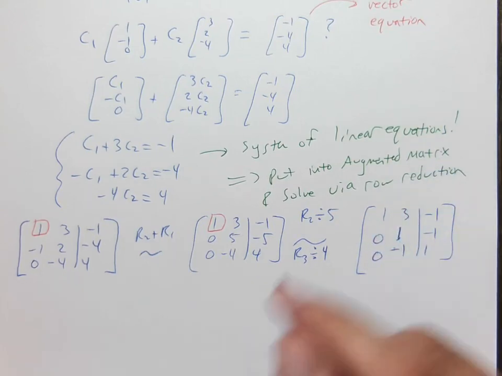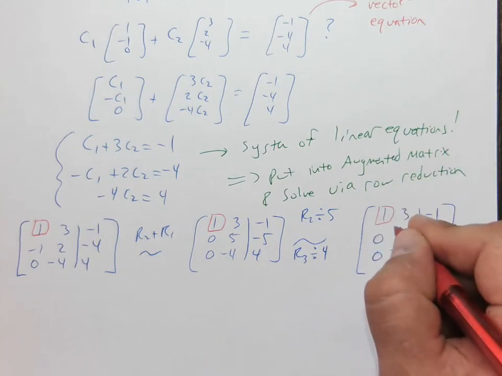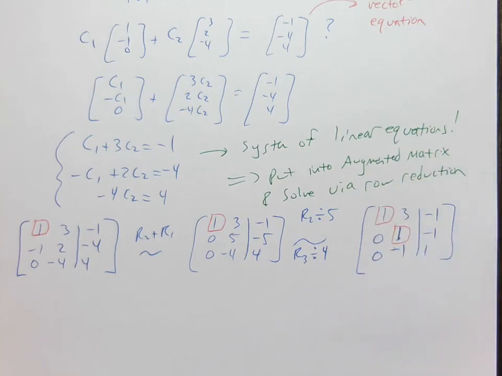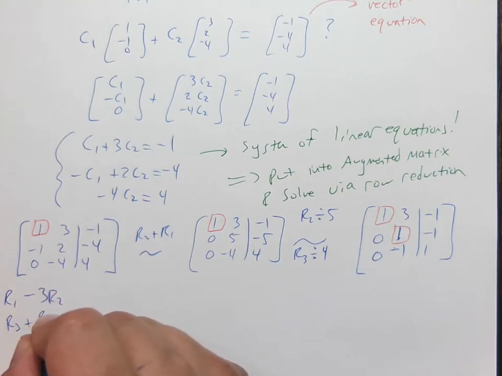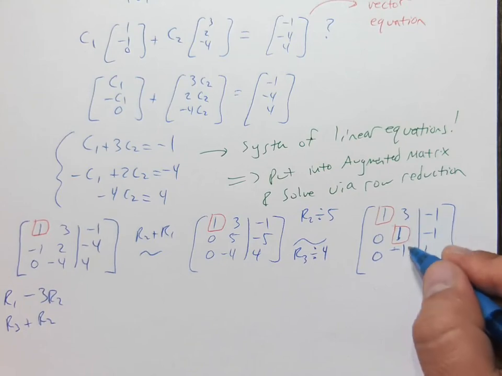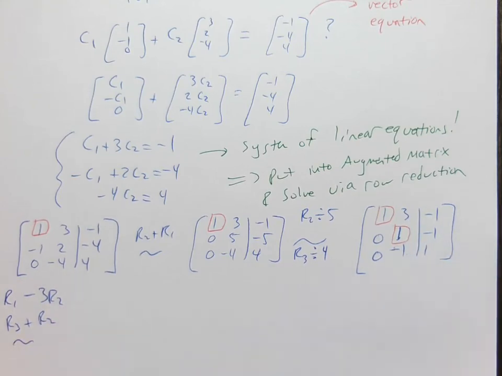Okay, and that's good because we've got a pivot in the first spot. Now we've got the pivot in the second spot, which is what we wanted. We want to use that 1 to cancel the 3 and the minus 1. I'm going to do that in one step. So I'm going to take row 1 and subtract 3 times row 2. And I'm going to take row 3 and just add to it row 2, because that will cancel out the 2 non-pivots in the second column.